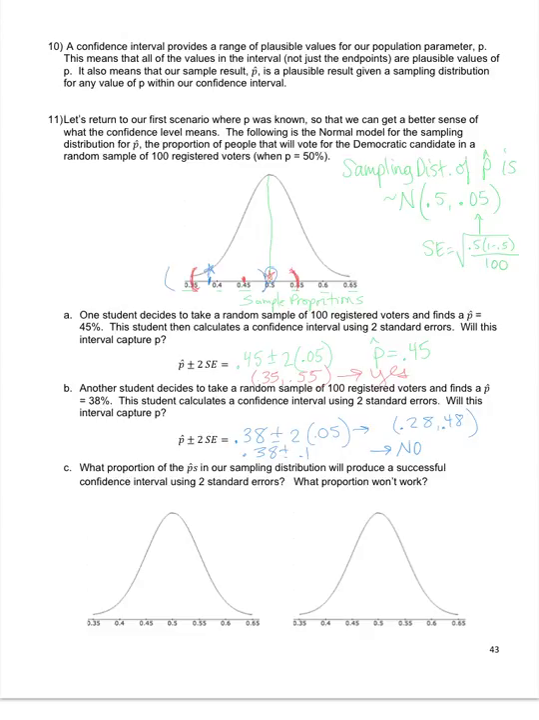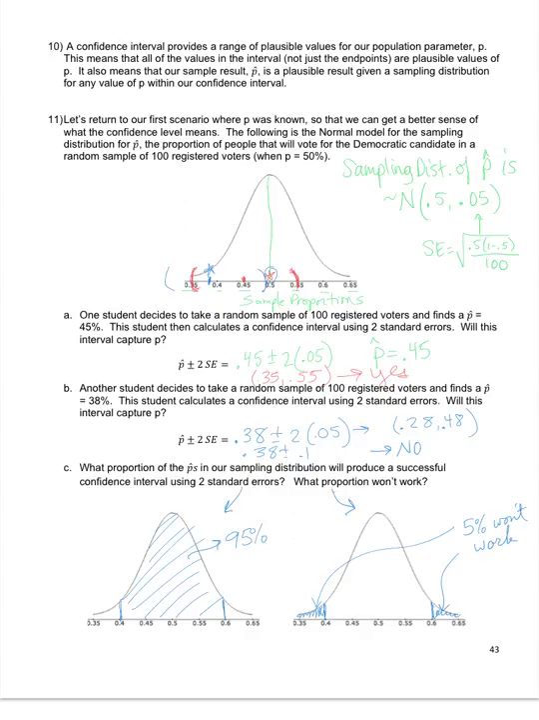And so then the question becomes, what proportion of the P hats in our sampling distribution will produce a successful confidence interval using 2 standard errors, and what proportion won't work? So let's put the ones that work on the left, and the ones that don't work on the right. If you're going to go 2 standard errors above and below, that means any of these P hats in this interval that I'm shading in blue are going to work. And that's 95% of your sample results. The ones that don't work are the ones that are too far away, in these tails. These 2 tails combined have an area of 5%. So 5% of the sample proportions are so far away that they're not going to work.